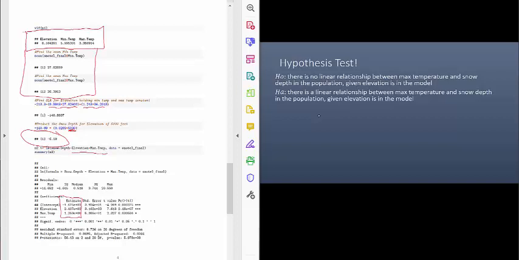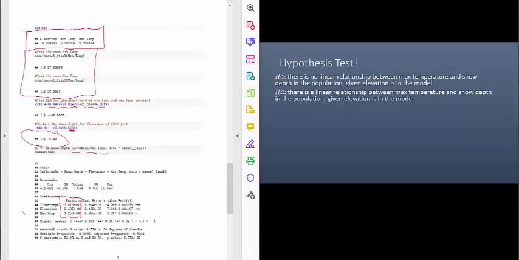The null hypothesis for this test assumes that there is no linear relationship between max temperature and snow depth in the population given elevation is in the model. So we're going to test that the true slope of max temperature is equal to 0 given elevation is in the model. The alternative tests that there is a linear relationship between max temperature and snow depth in the population given elevation is in the model.